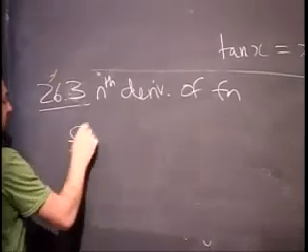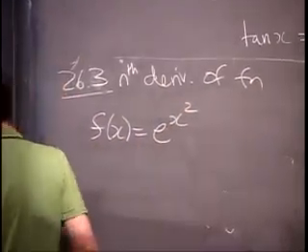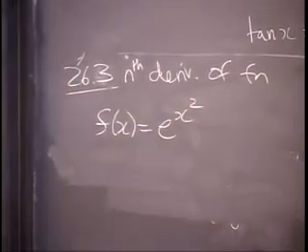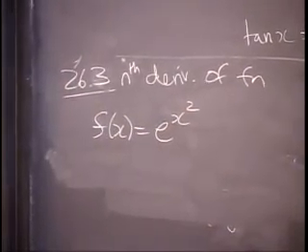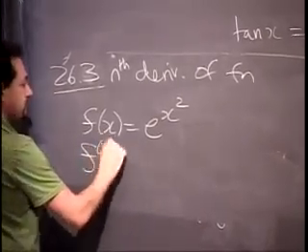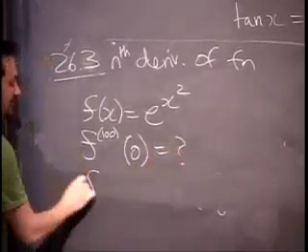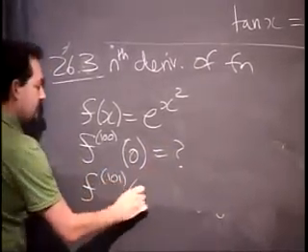let f of x be e to the x squared. Is that the example I want, or e to the x cubed? No, e to the x squared will do. And the question is, what is the 100th derivative of f at 0? And what is the 101st derivative at 0?